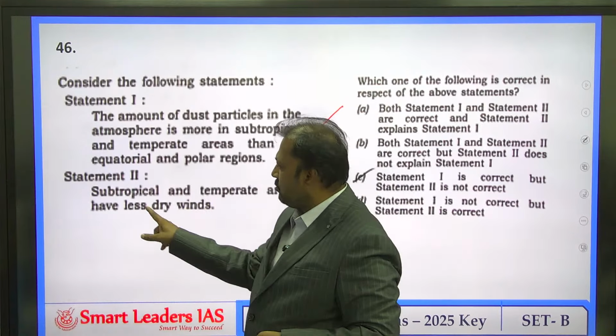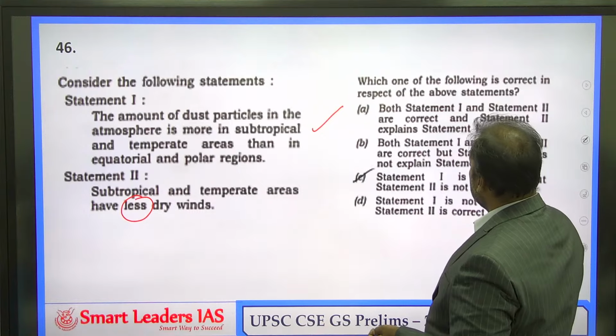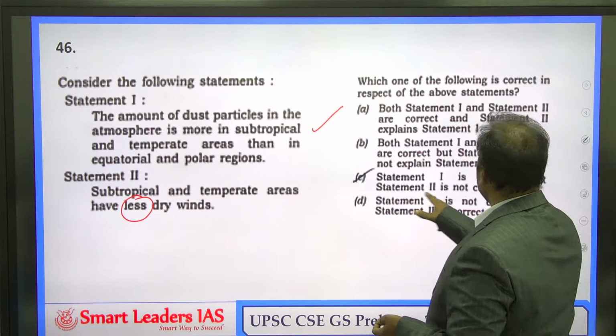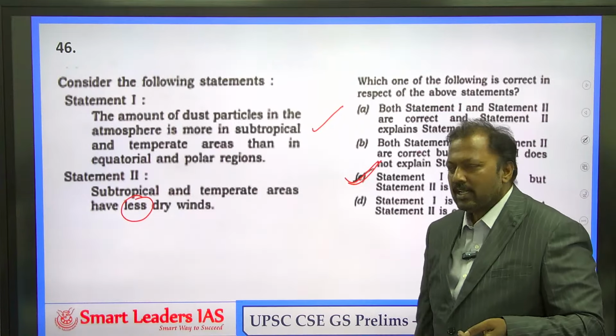It has got dry, but it has got more. Okay. So the first statement is only correct. So if that is the case, statement 1 is correct, but statement 2 is not correct. Answer is C for this. Okay, 46 question, answer is C.